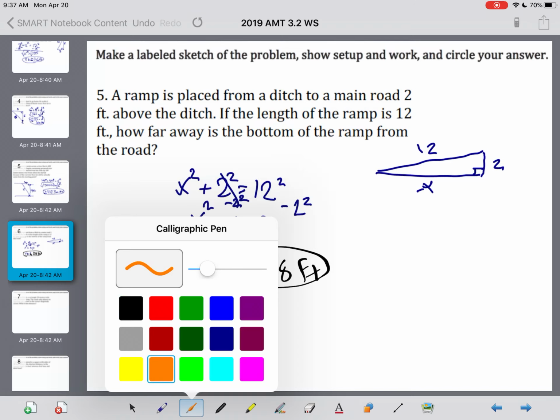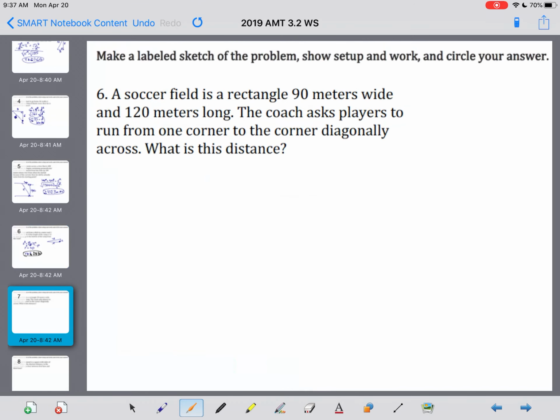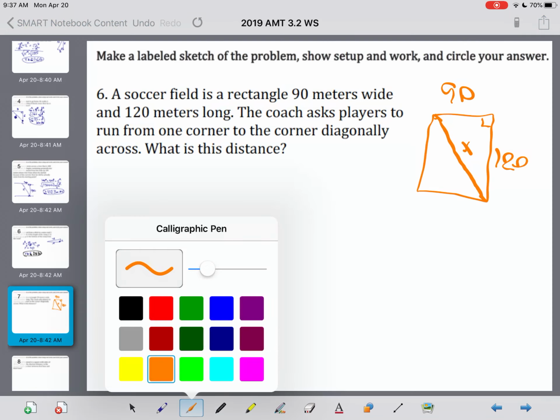Oh, let's change up to kind of orange here. I like orange. A soccer field is a rectangle 90 meters wide and 120 meters long. So, rectangle, 90, 120. Okay. The coach asks players to run from one corner to the corner diagonally across. So we're trying to find this. It's a rectangle. We know that. And we're looking for that.